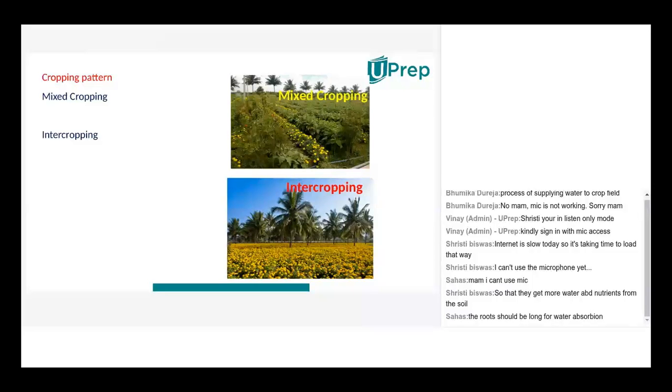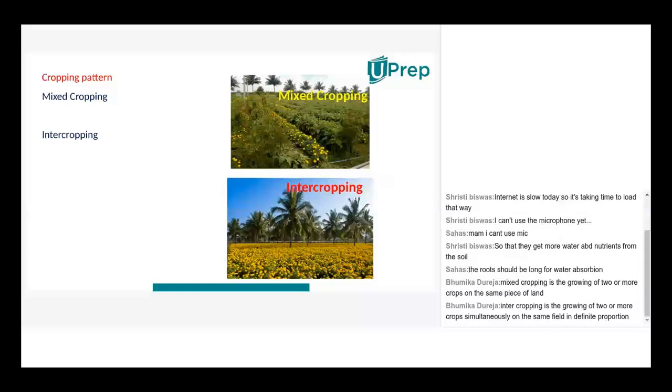Now we come to the cropping patterns, right? Mainly we have two cropping patterns. One is the mixed cropping and the other is intercropping. Correct? So what is mixed cropping and what is intercropping? Who can define? Who can tell?